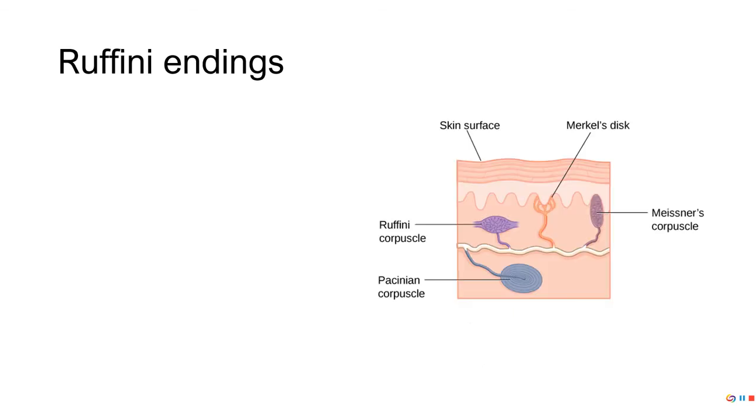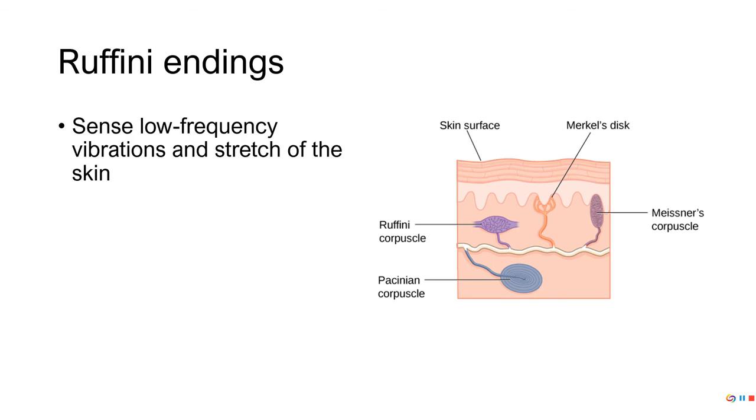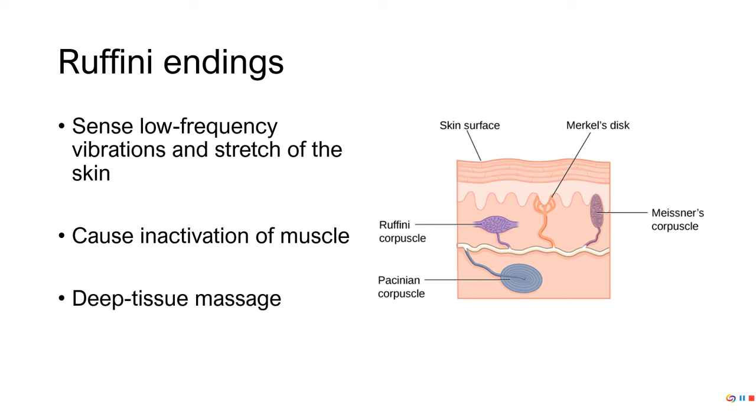And then finally, you have Ruffini endings. These receptors are activated by low-frequency stimulation that occurs when the skin is stretched out. Just like Pacinian corpuscles, they cause small changes. However, instead of activating the muscle, they cause muscle inactivation. Deep tissue massage activates Ruffini endings, which ultimately leads to muscle relaxation. That's essentially what they're trying to do. Deep tissue massage, they're trying to activate these Ruffini endings.